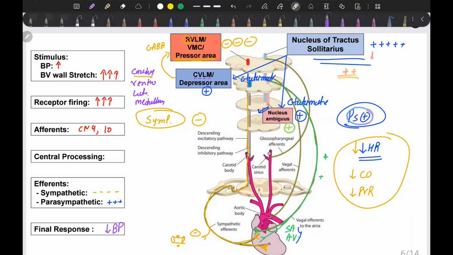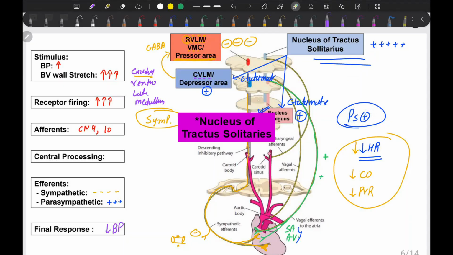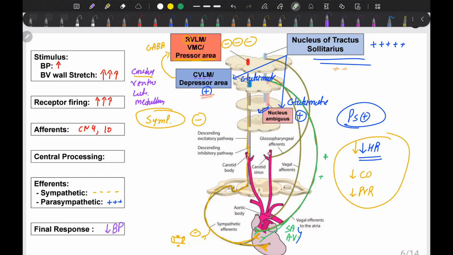Also nucleus tractus solitarius is stimulating the depressor area. If the stimulation of nucleus tractus solitarius is less, there will be less stimulation of the depressor area, and the depressor area was inhibiting the pressor area, so there will be less inhibition of the area. So I can say there will be a disinhibition or less inhibition of the pressor area, and there will be an indirect stimulation of the sympathetic system, and there will be an increase in the heart rate, increase in the cardiac output, and increase in the peripheral resistance, which will ultimately increase your blood pressure.